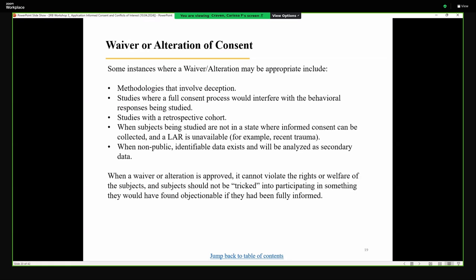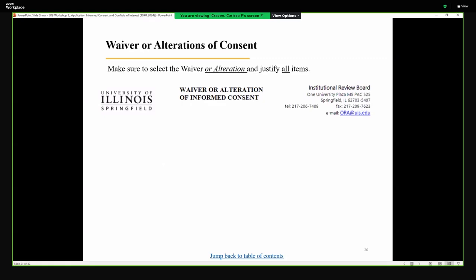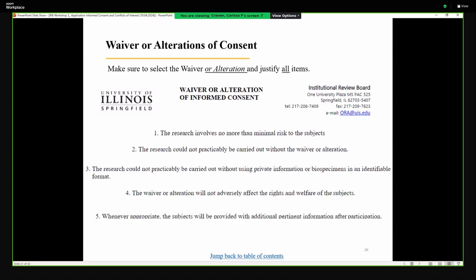When it is approved, it still can't violate the rights or welfare. They can't be tricked into participating, especially if it is research they might have found objectionable if they had been fully informed. And then they should also be allowed to withdraw if they do dissent. Again, it looks very similar to the last one, but make sure it says waiver or alteration. And you have to include answers to each of the 5 questions, not just picking one of the 3. But it's the same language that was in the federal regulation.